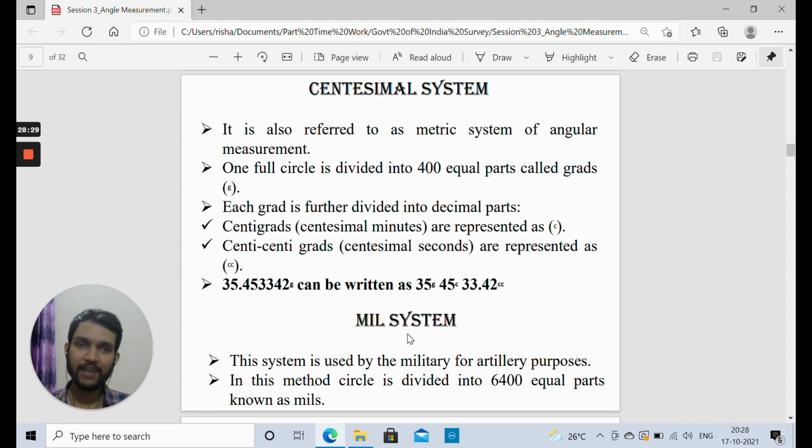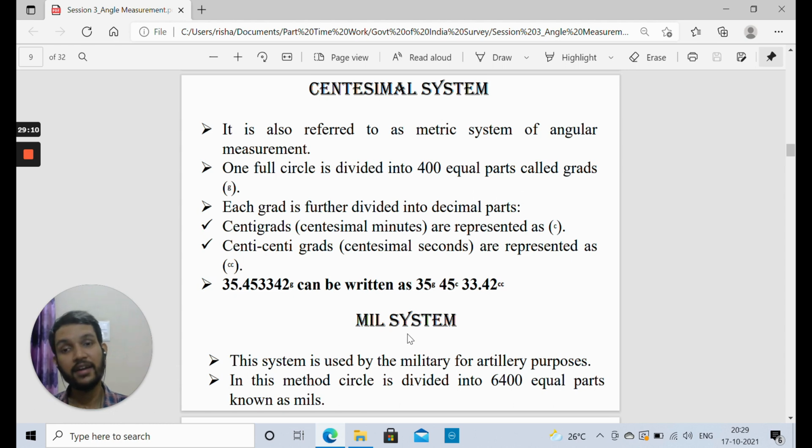As in Sexagesimal system we have 360 equal divisions as 360 degrees, here it has 400 equal divisions as 400 grads, and each grad is divided into 100 equal parts. So one grad is equal to 100 centigrads, which are written as centesimal minutes. By centigrads we mean centesimal minutes, and it is shown by a small c, that again acts as a superscript to the actual angle that we are talking about. And 1 centigrad is divided into 100 centigrads, shown with cc, centesimal seconds. These are the seconds, the previous ones were the minutes.